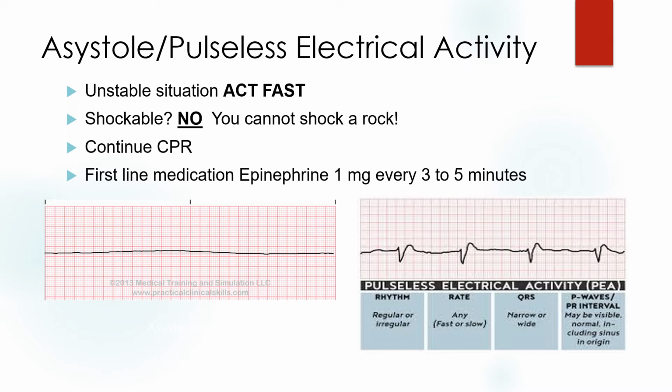Pulseless electrical activity is any rhythm. It could be regular or irregular, any rate, fast or slow, and it may or may not have P waves, but it is basically the heart's still sending out the electrical signal to pump, but the heart has complete failure because there is no pulse. So you can have an organized rhythm and no pulse.